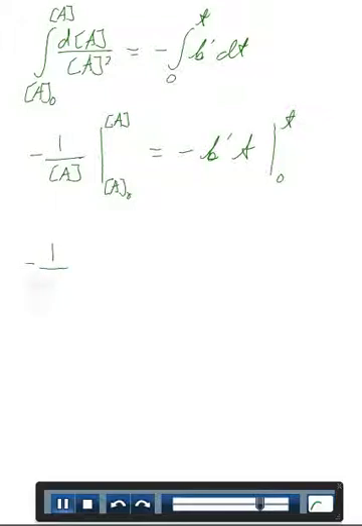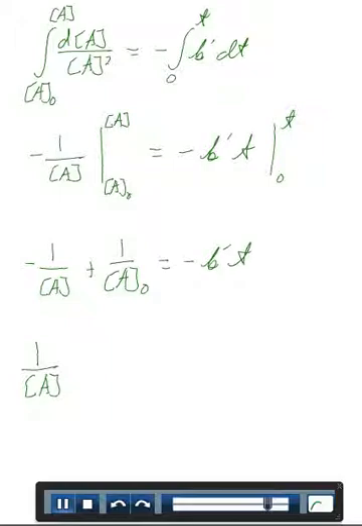Now inserting my integration limits will give me negative 1 over the concentration of A plus 1 over the initial concentration of A is equal to minus k prime t. So I'll multiply through by negative 1 and isolate 1 over the concentration of A, and that's equal to 1 over the initial concentration of A plus k prime t. So this is the integrated rate expression for a second order reaction in a single reactant. So knowing the initial concentration of A and knowing the time and the rate constant, I can find the concentration of A at any time t.